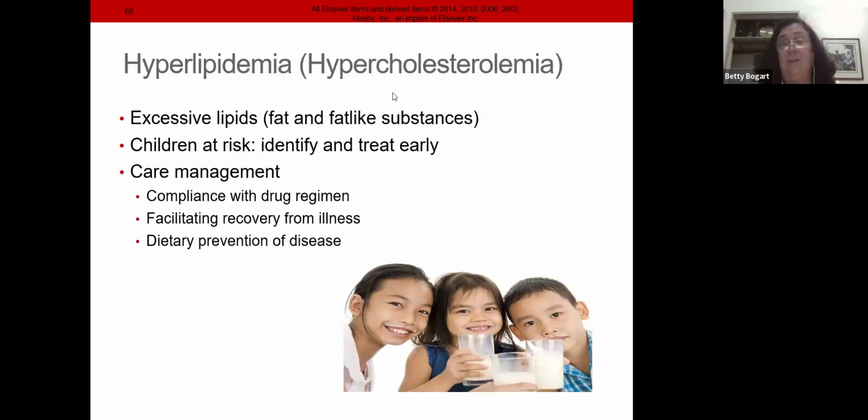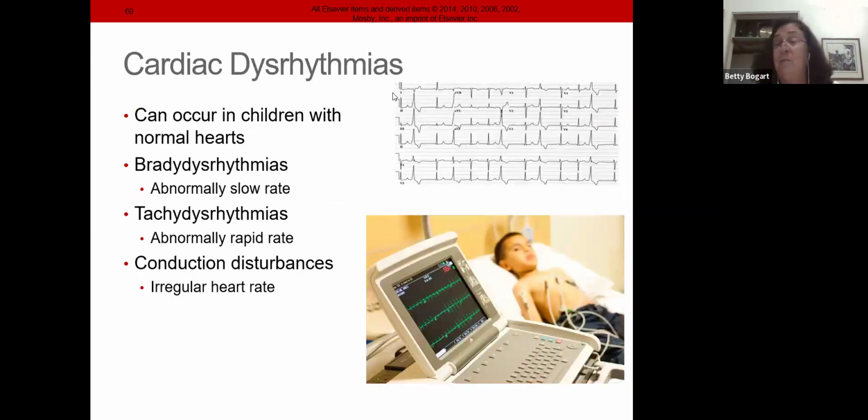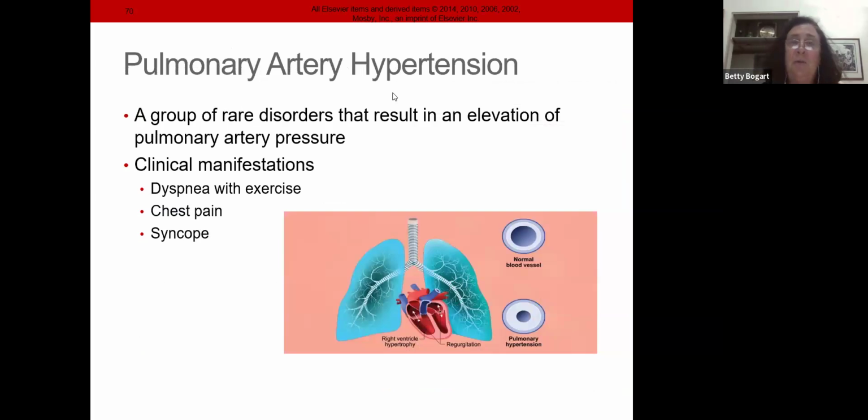Kids can have high cholesterol. They can have dysrhythmias. The smallest child I saw with a bradydysrhythmia was 18 months and had a pacemaker. Little, tiny little thing. Pulmonary artery hypertension, just like adults, the lungs are damaged. They get tense. They're not exchanging oxygen and carbon dioxide, so they're always starved for oxygen. So they're dyspneic when they exercise. They don't get oxygen. When they get chest pain and tightness and dizziness, again, no oxygen.